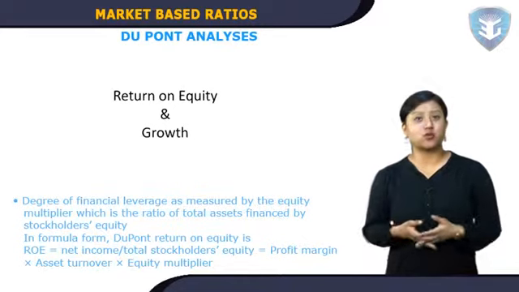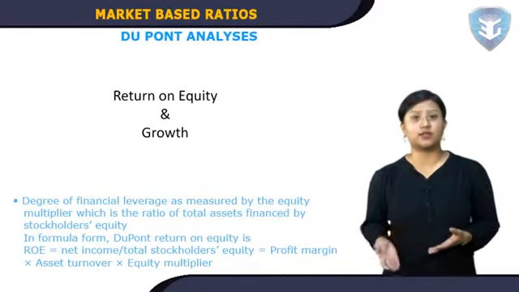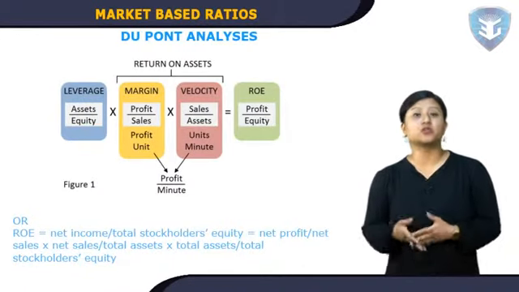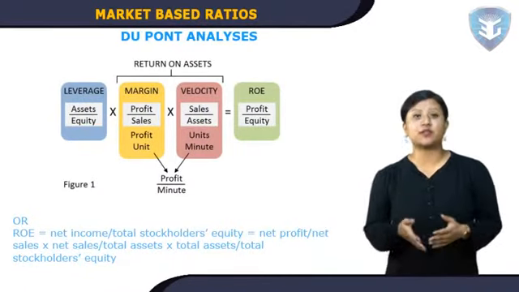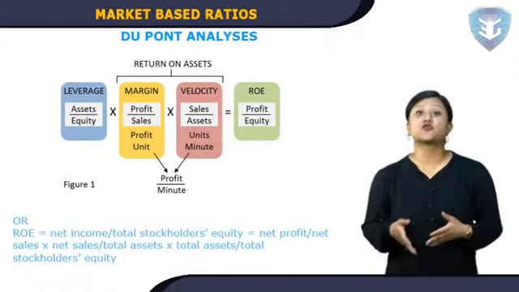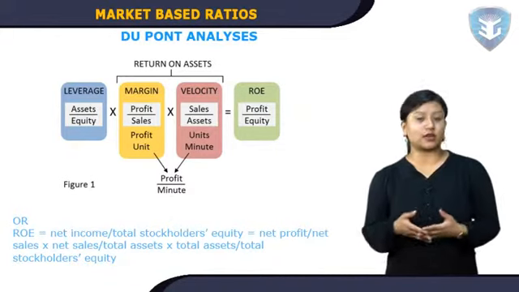In formula form, DuPont return on equity is: ROE equals net income divided by total stockholders' equity, which is equal to profit margin times asset turnover times equity multiplier. Or ROE equals net income upon total stockholders' equity, equals net profit upon net sales, times net sales upon total assets, times total assets upon total stockholders' equity.